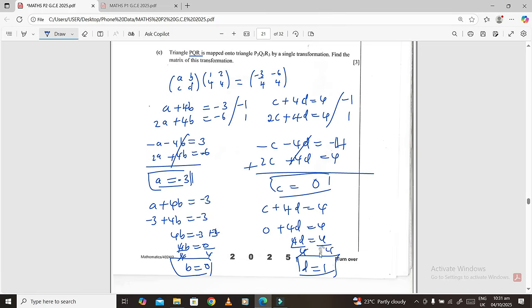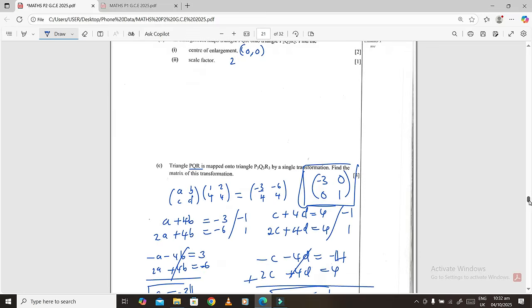So these are the important things we need. So we can now say our matrix is, where there is A is negative 3, where there is B is a 0, where there is C is a 0, and where there is D is a 1. So this is the matrix that we are looking for. We go to the next question.